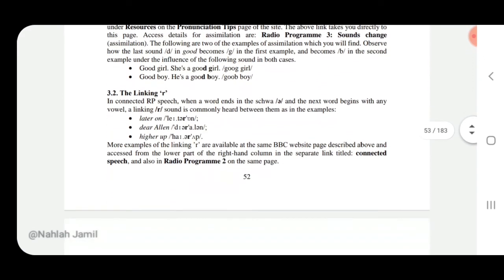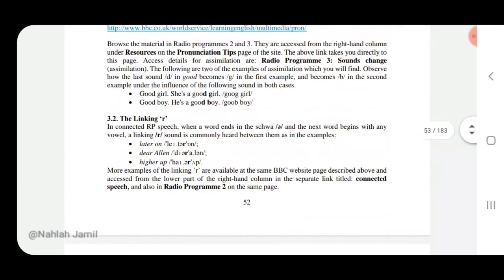I'm going to cover the linking R and intrusive R in the next video.